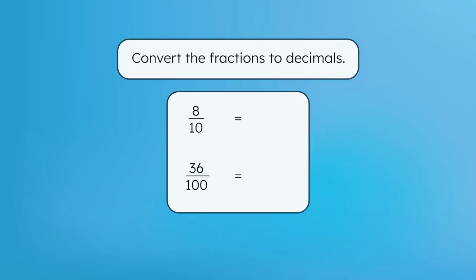Pause the video here to practice converting a few more fractions to decimals in your guided notes. Here we have the fraction 8/10ths, which we show with a 0 in the ones place, a decimal point, and an 8 in the tenths place. And the fraction 36 hundredths is represented in decimal form with the digit 0, a decimal point, and 36 hundredths. It's really that simple when the fraction has a denominator of 10 or 100.